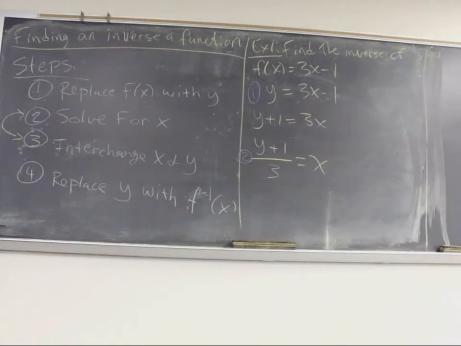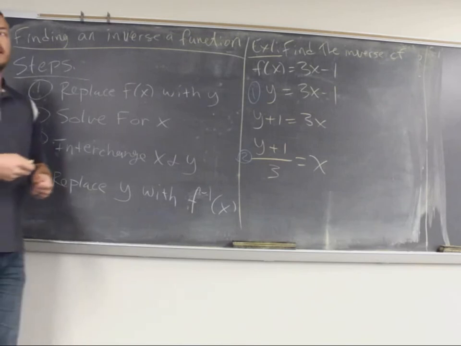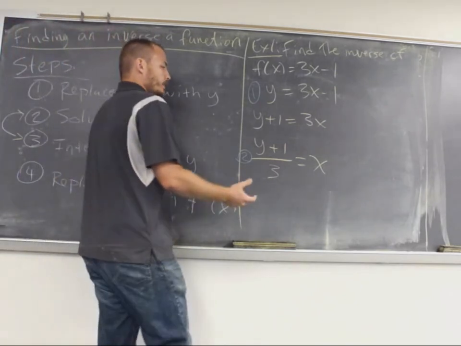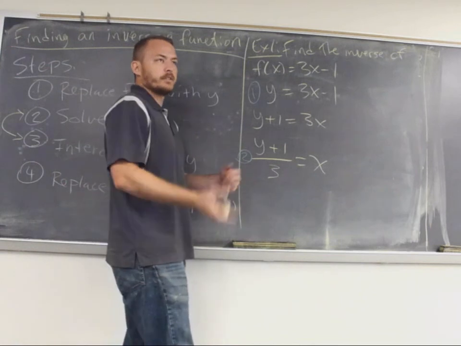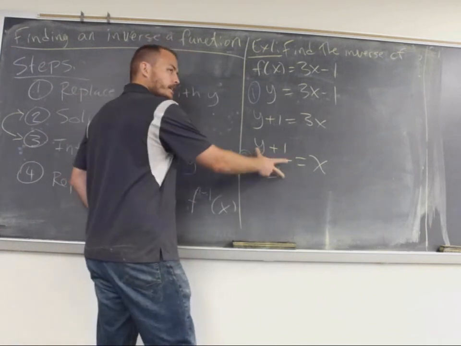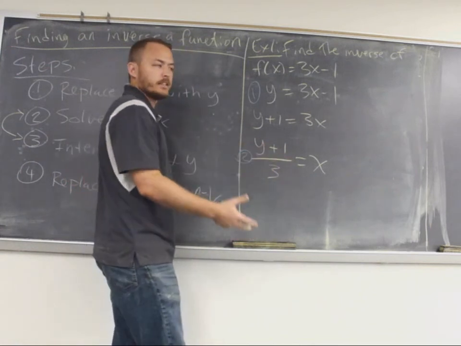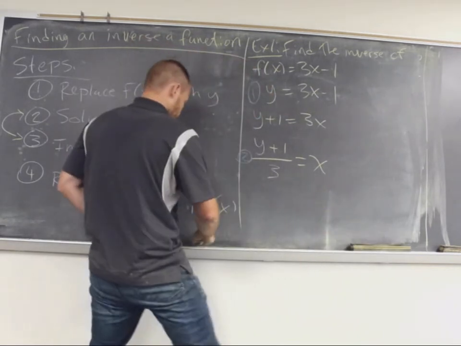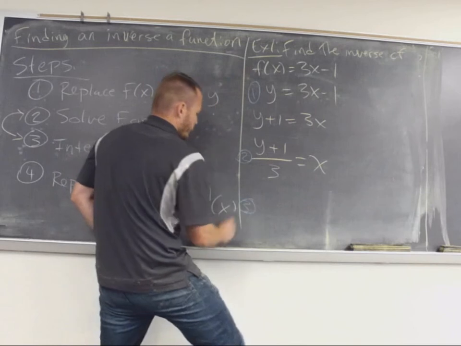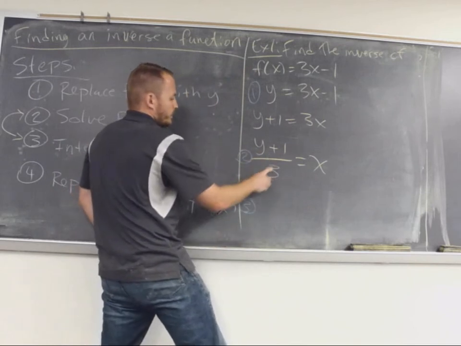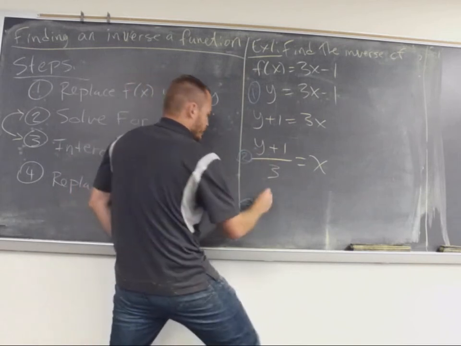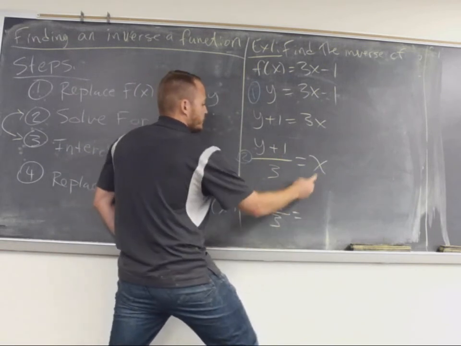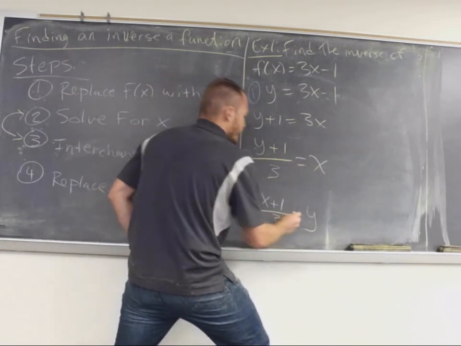Now step 3 says to interchange x and y. And what that's saying, just to boil it down, is you replace the x's with the y's and the y's with the x's. So if you see a y in here now, it becomes an x. And if you see an x in here, it becomes a y. So here's step 3. y plus 1 over 3, so this y becomes an x. So x plus 1 over 3 is equal to, this was an x, so now it's a y.